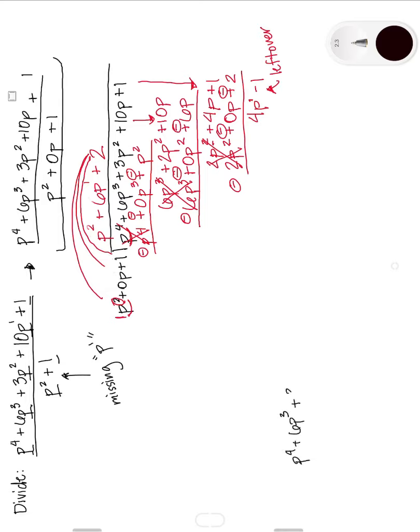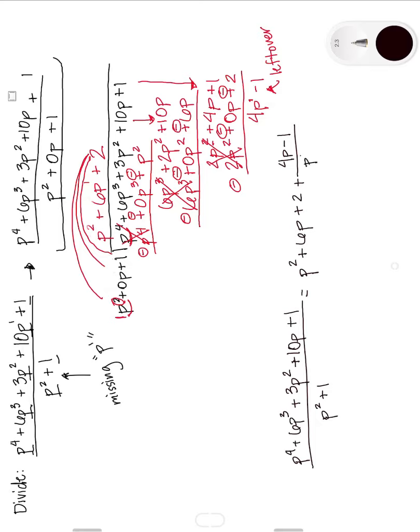So p to the 4th power plus 6p to the 3rd power plus 3p squared plus 10p plus 1 over p squared plus 1 equals p squared plus 6p plus 2 plus 4p minus 1 over p squared plus 1. And this is our solution. So again, this is the quotient, right?